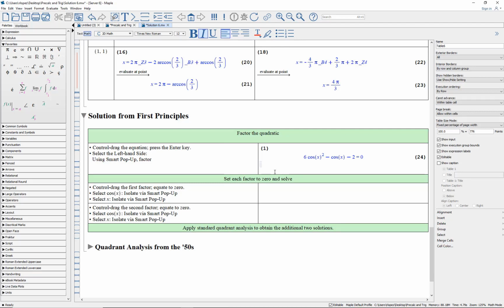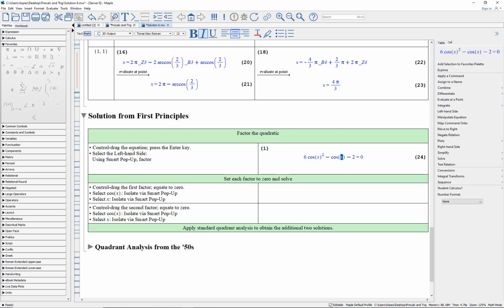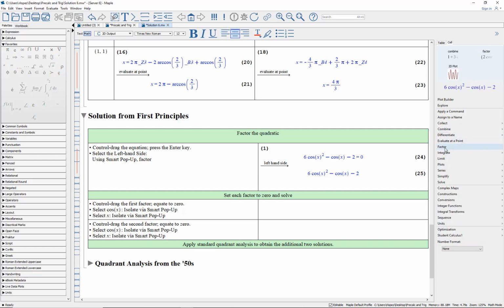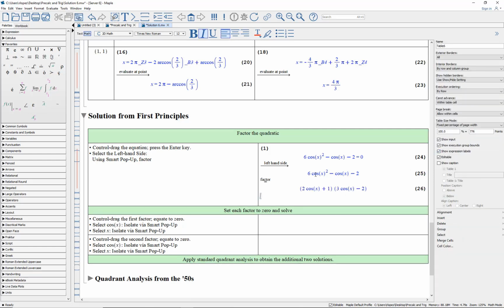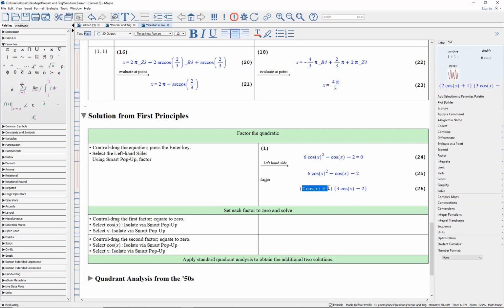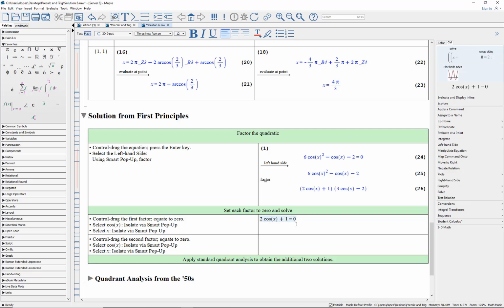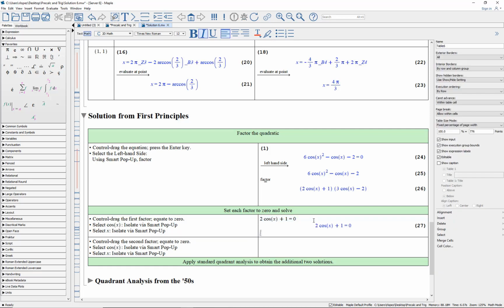And I'm going to select the left-hand side, and then I'm going to apply factor, because this is quadratic in cosine, and it factors into these two factors. Now I can use the zero principle, set each factor equal to 0, and solve. So there's the first factor. I want to set that equal to 0.